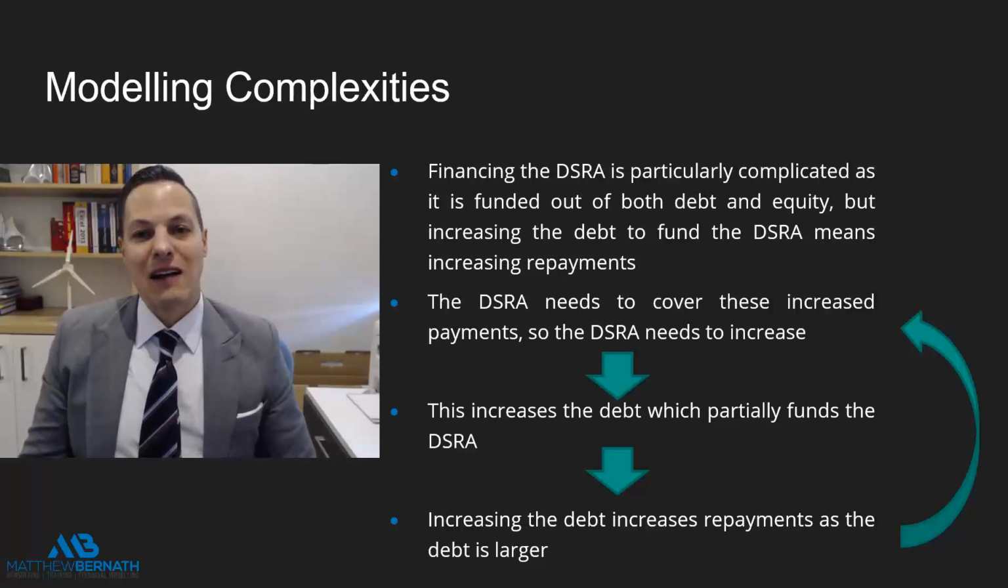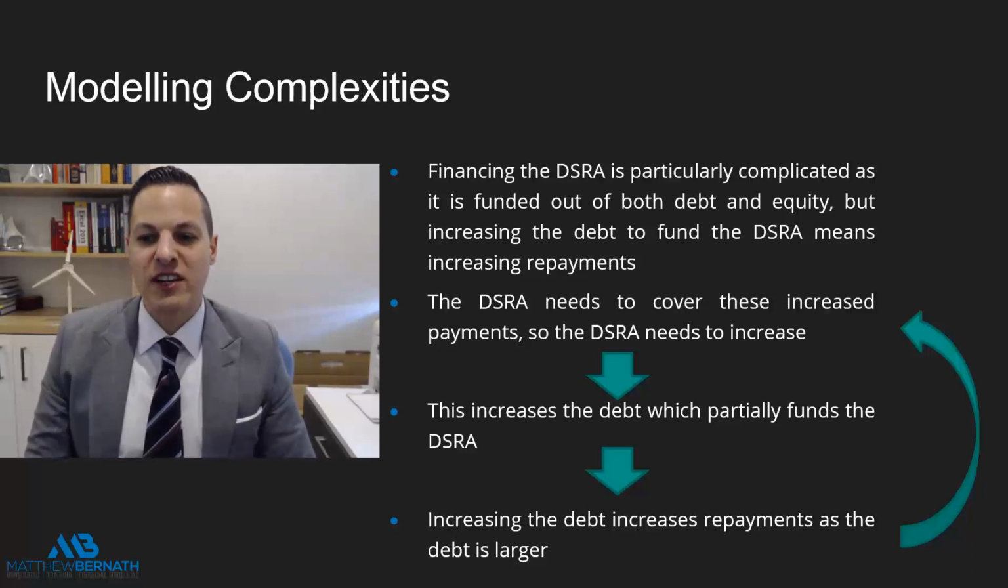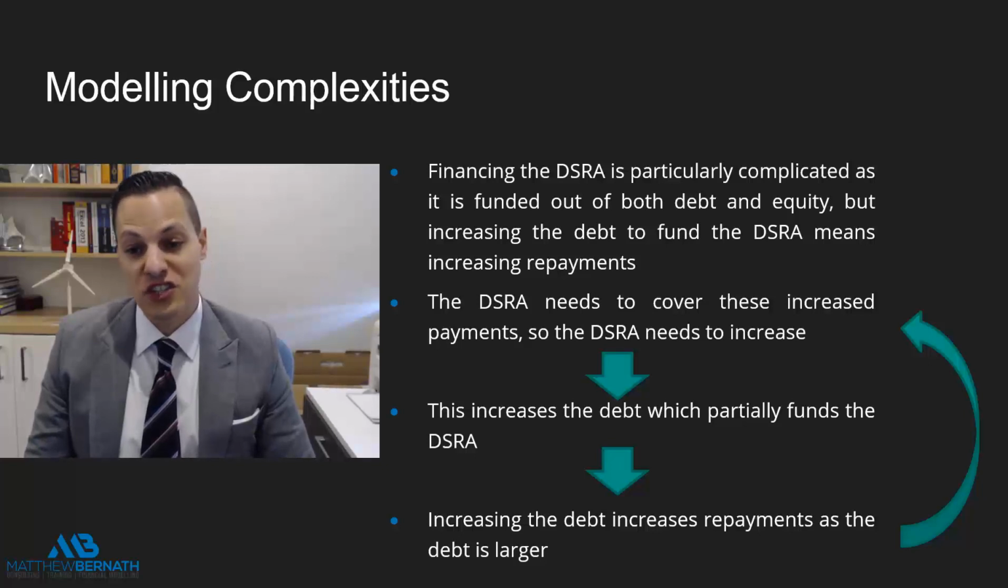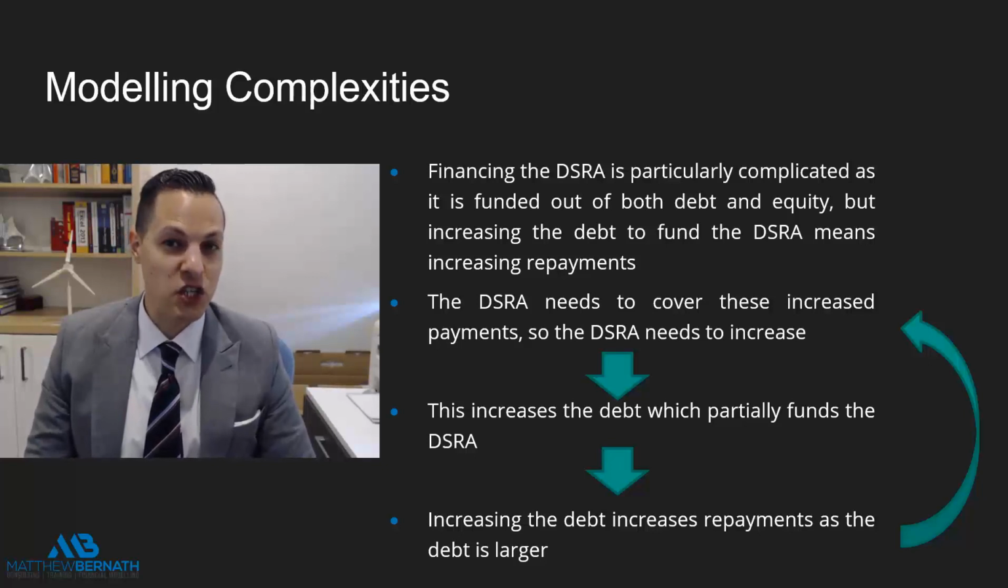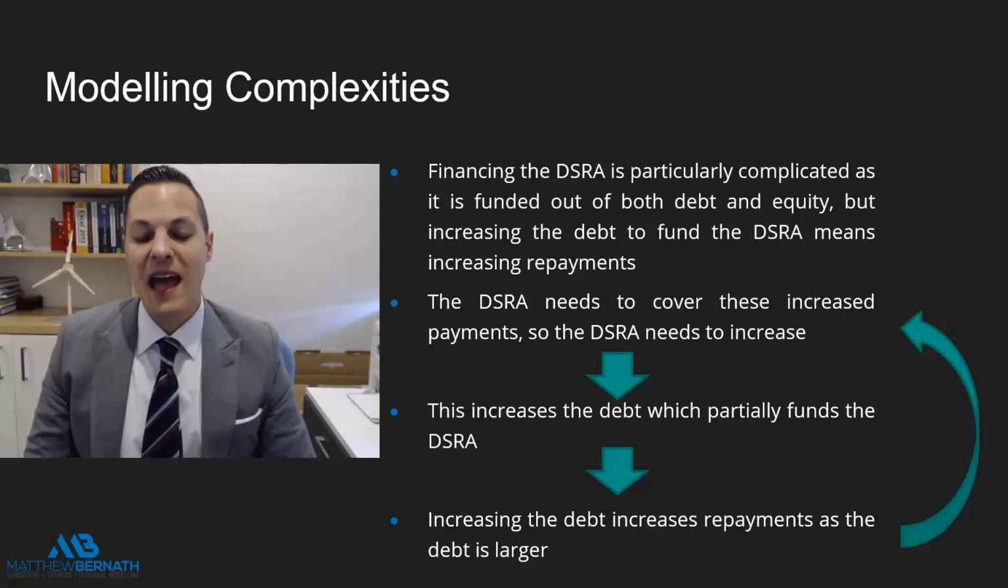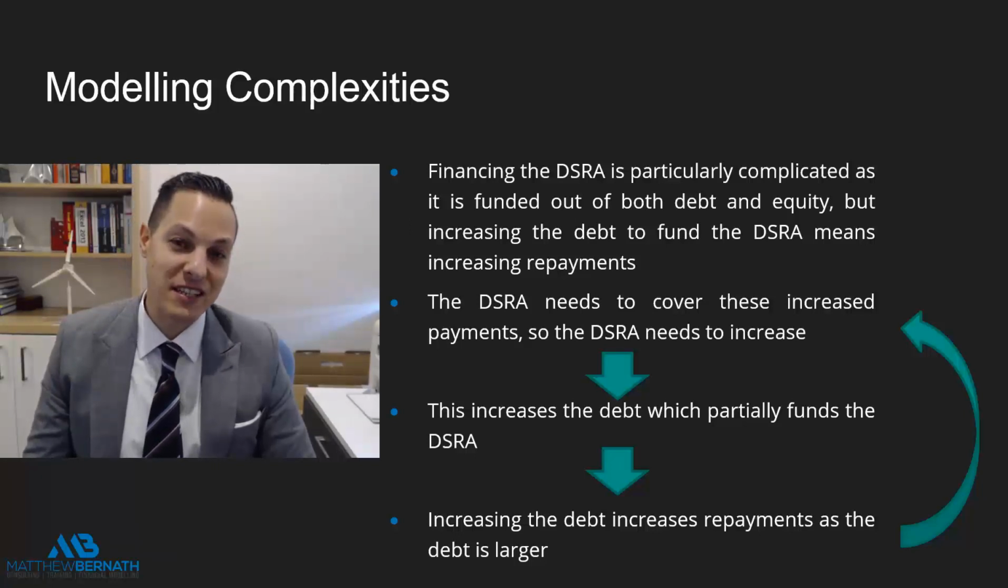And you can see that I've done this here in a bit of a diagram. The DSRA needs to cover these increased repayments. The DSRA needs to increase. This increases the debt, which partially funds the DSRA, so it funds in the gearing ratio. By increasing the DSRA, we increase the debt, but that increases the debt repayments as the debt is larger. And if you go back up, then the DSRA needs to cover these, and we can see there's a circular reference.